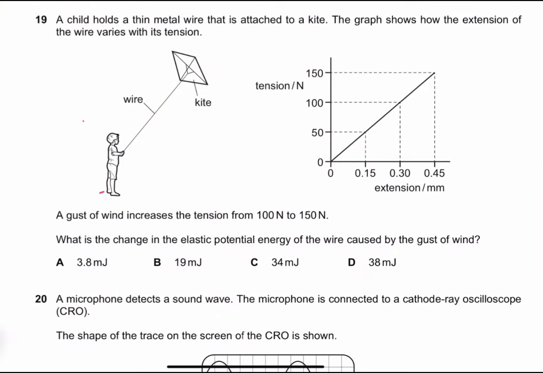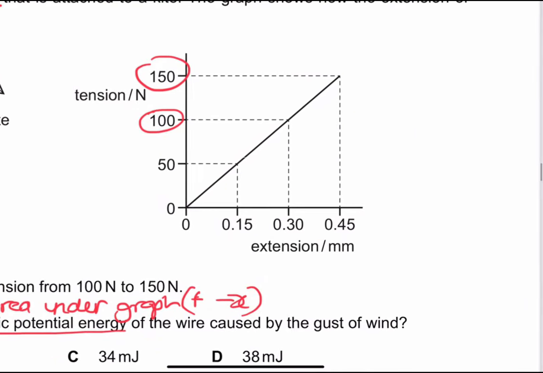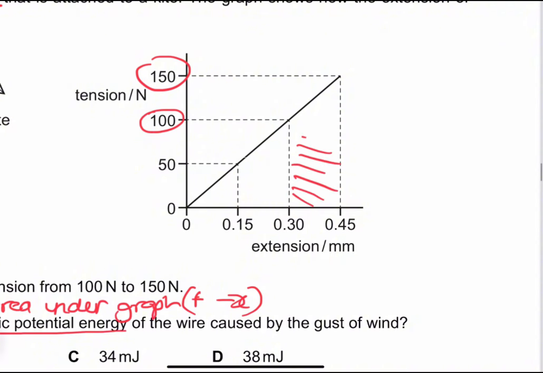Moving on to question number 19. Given a child that holds a thin metal wire that is attached to a kite, and a gust of wind increases the tension from 100 to 150, and we've been asked to find the change in potential energy. So whenever you see the word potential energy, what should come to mind is the area under the graph, the area under the graph of a force-extension graph. If we were to move here, what is the area from 100 to 150? It's all of that. That is actually a trapezium.